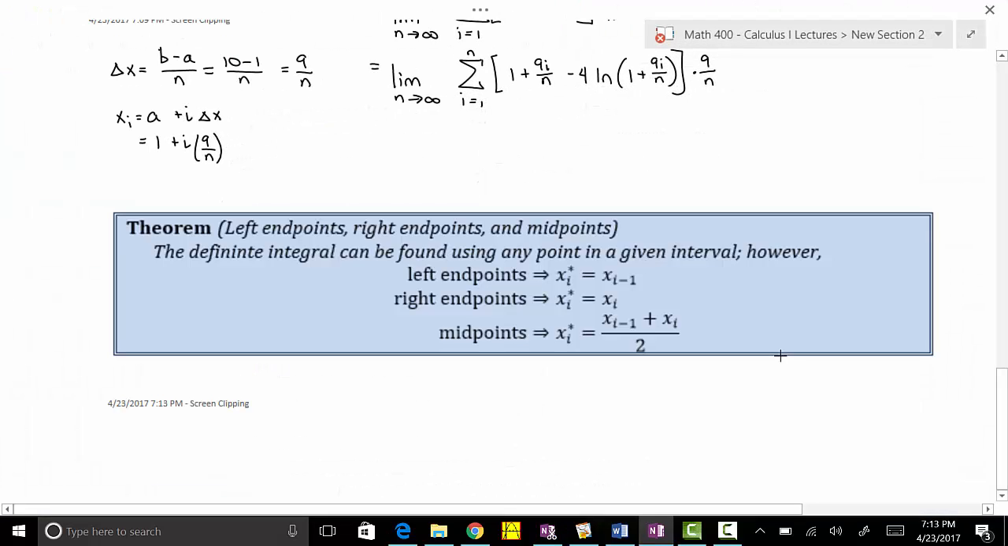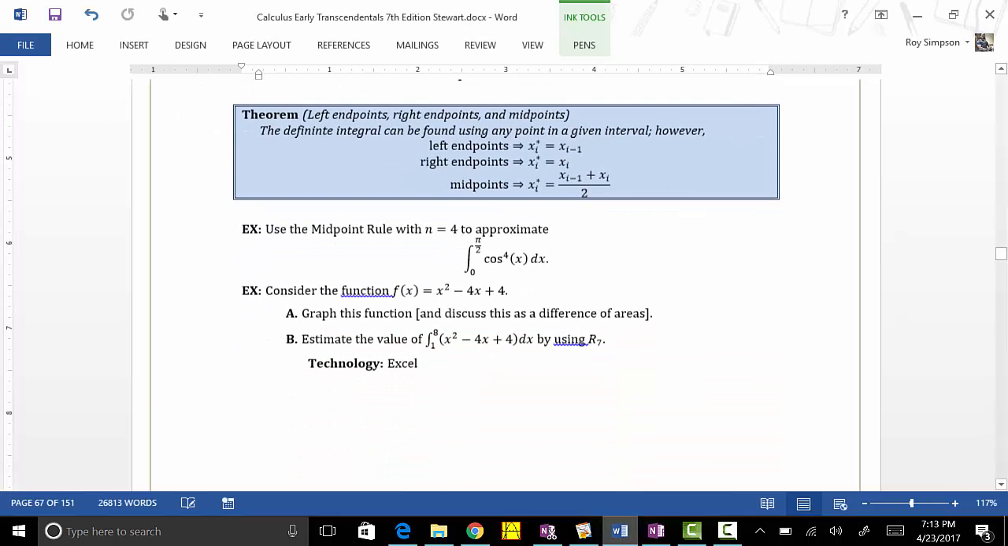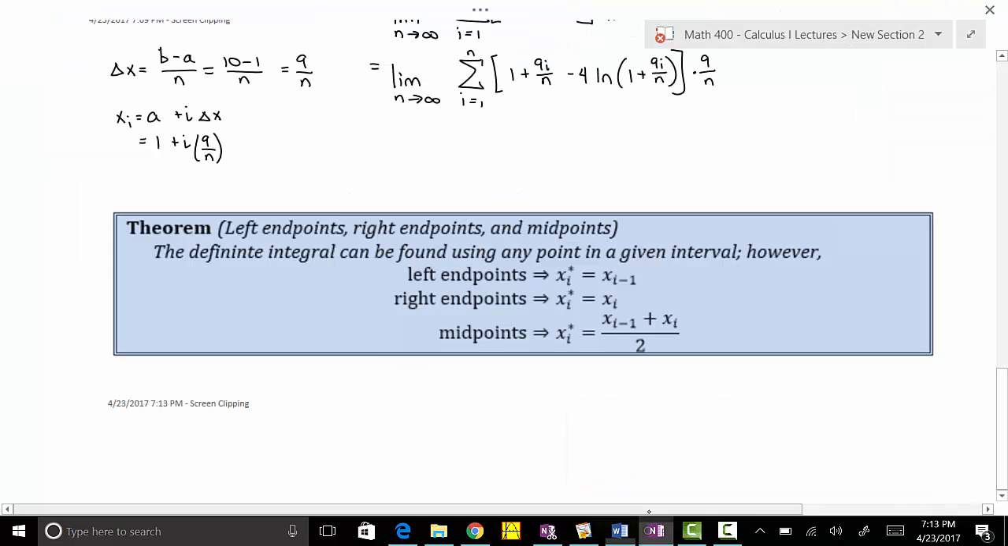Left endpoints, right endpoints, and midpoints. So a definite integral can be found using any point on the given interval. However, we often use left, right, or midpoints. And actually, I talked about that already. But there's the formulas for the x sub i stars there. And then I have a couple of examples here. This is how my notes are. I tell myself when to use technology. So let me copy both of those.